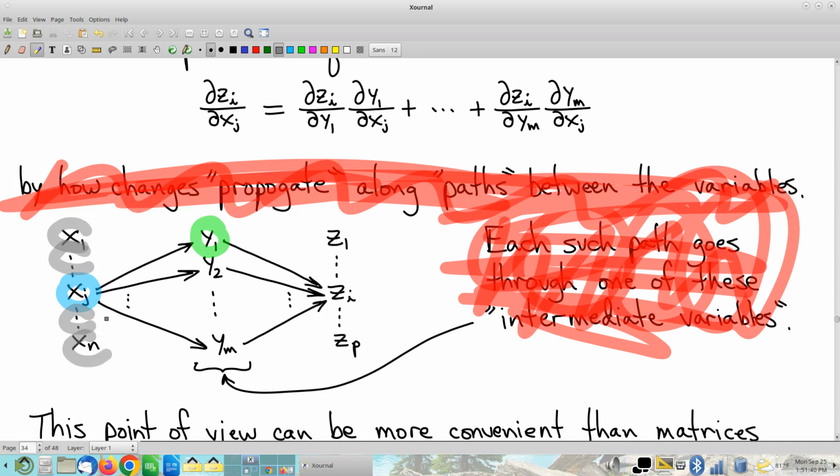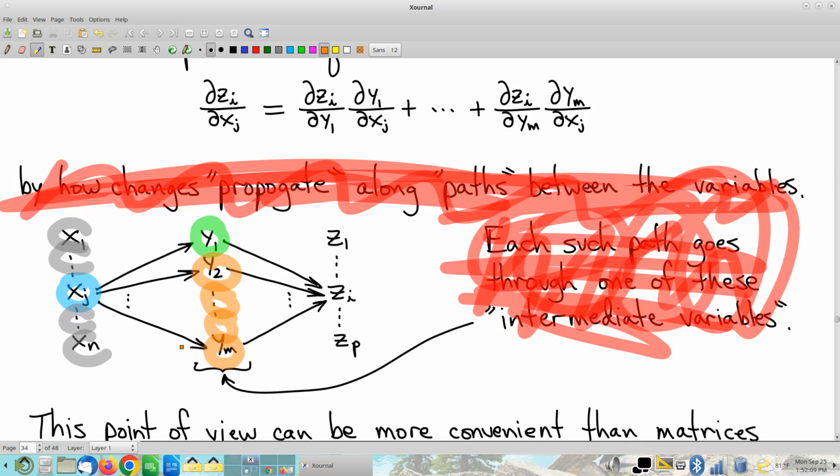Cool. By the way, presumably, if all these other variables are constants and xj is changing, what else is going to happen? Well, as xj changes, y2 is going to change, y3 is going to change. All these other y variables, they all depend on xj, so they're all going to be changing.